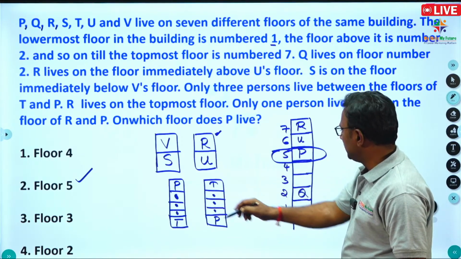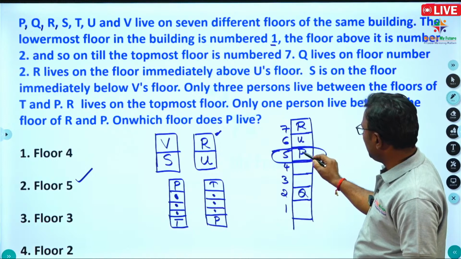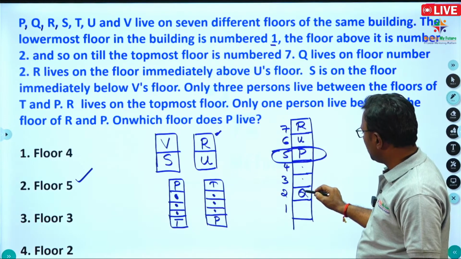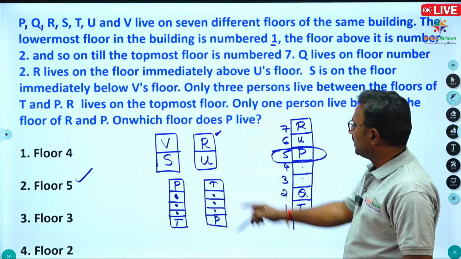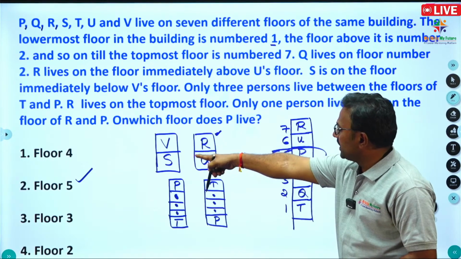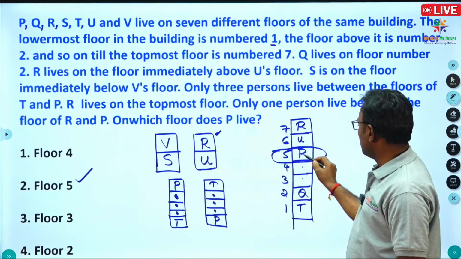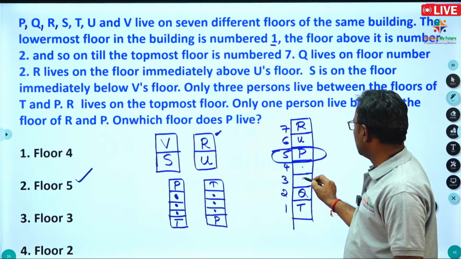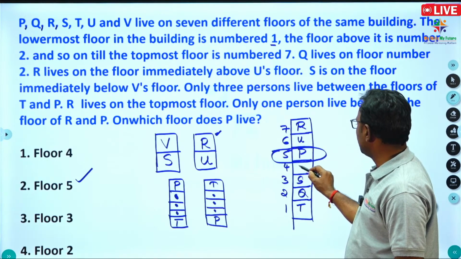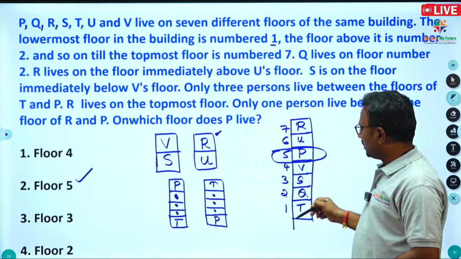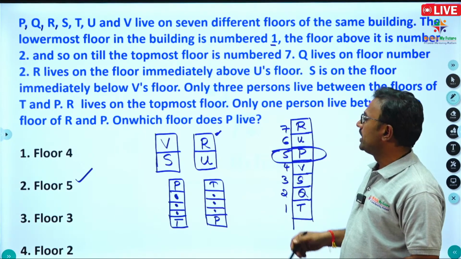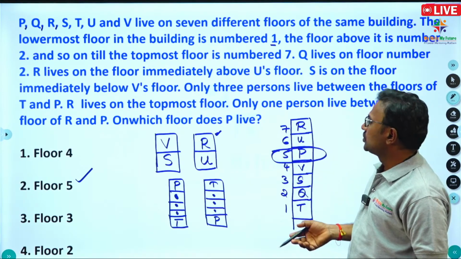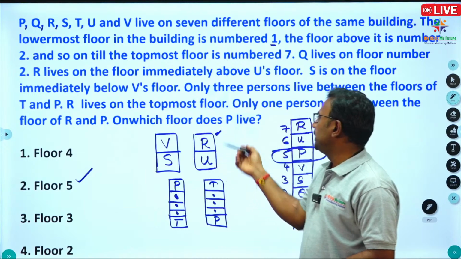So between P and T, there are 3 persons. So P, 1, 2, 3. So we can write here T. Okay, right. S lies immediately below V. So only one position is pending for S. This is like this, and we can write V here. So this is the total allotment of P, Q, R, S, T, U and V. So what is our question? On which floor does P live?